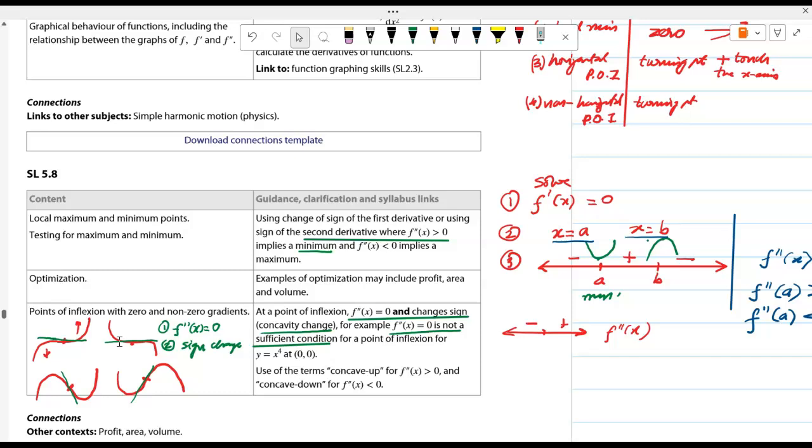But then how do you know? After you find it, you put that answer in the first order derivative. When you put the answer in the first order derivative, then you can come to know whether it's horizontal or non-horizontal.